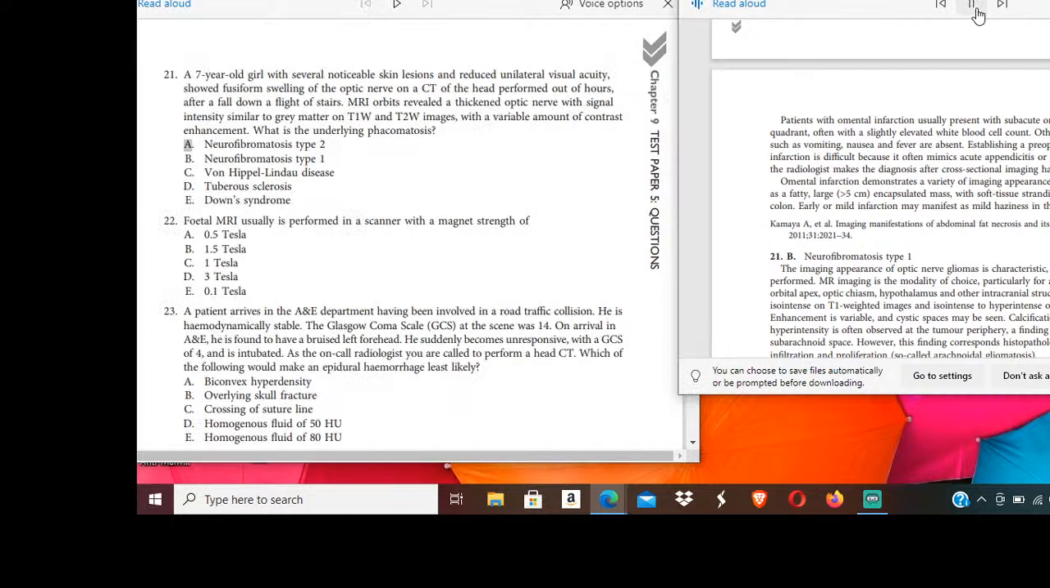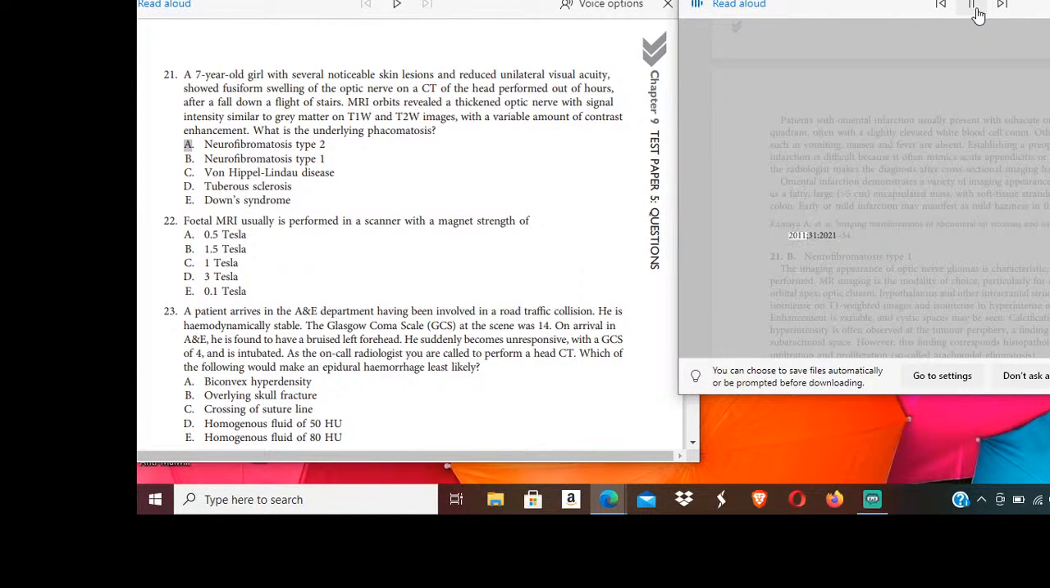A. Mimics. Radiographics. 2011, 31:2021-34. 21. B. Neurofibromatosis type 1. The imaging appearance of optic nerve gliomas is characteristic, such that biopsy is rarely performed.